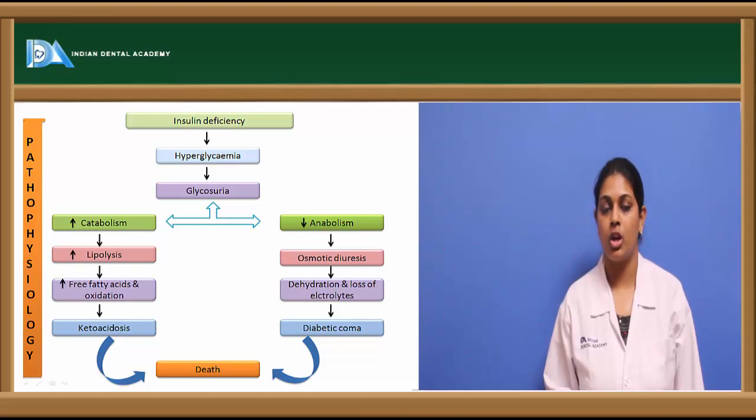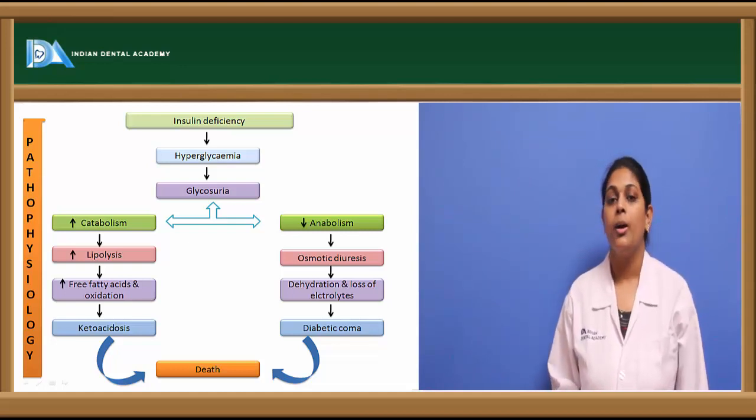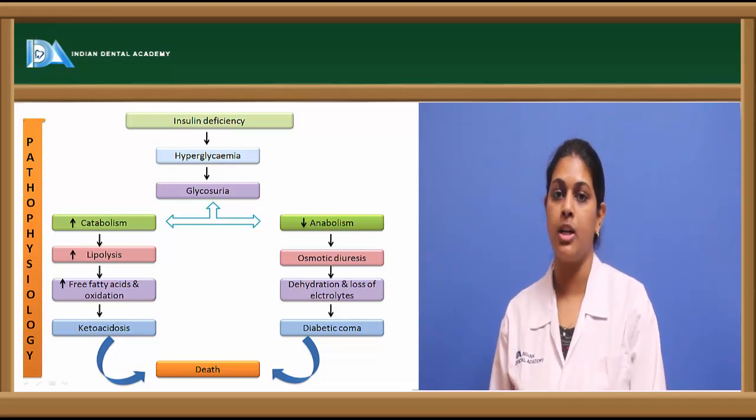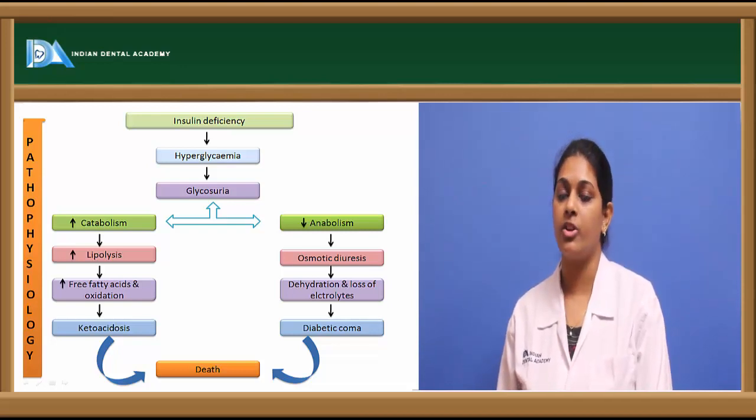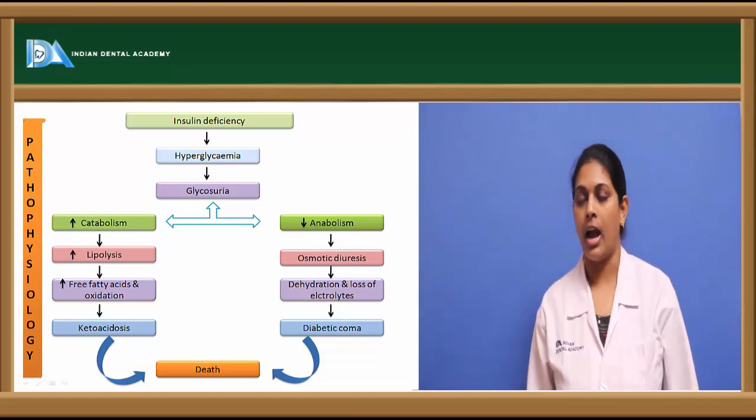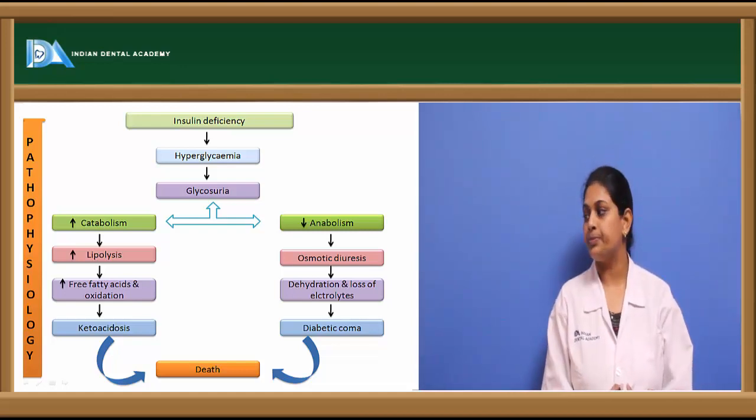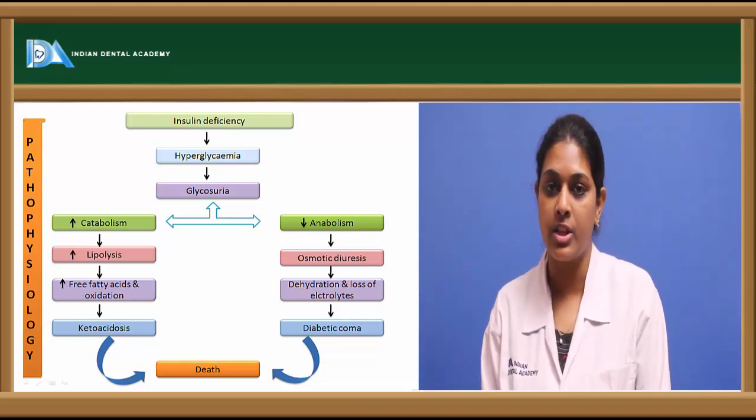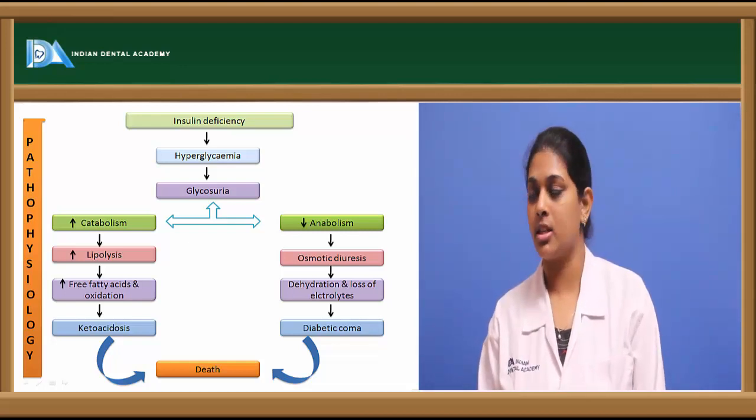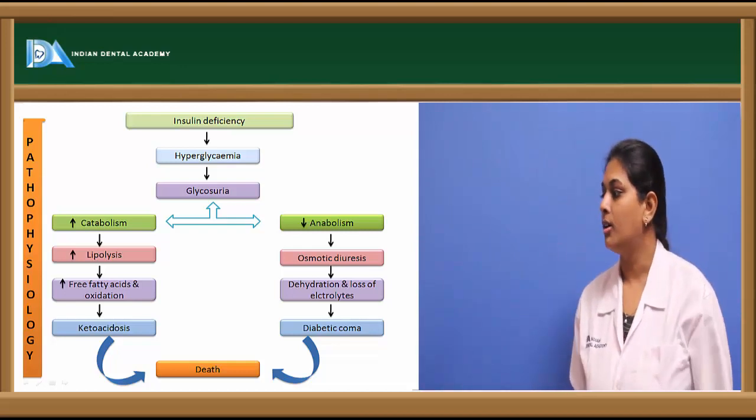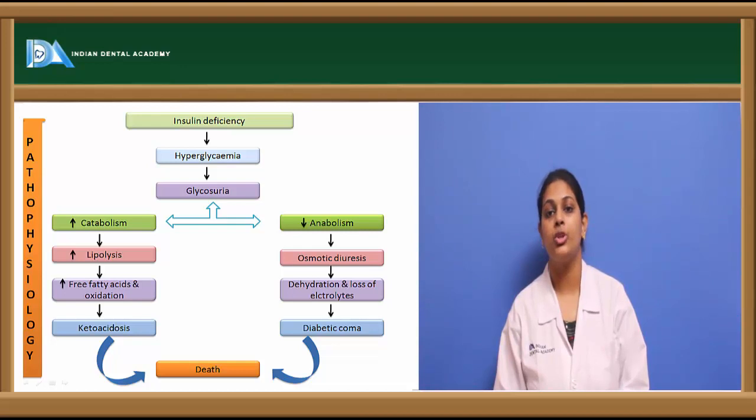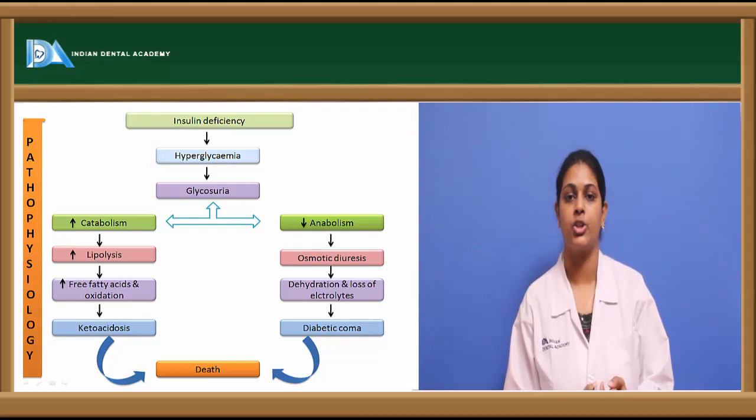Coming to the pathophysiology of diabetes mellitus, insulin deficiency is the major cause of diabetes mellitus, and this insulin deficiency results in a high increase in blood glucose levels. This increased blood glucose shows its manifestation where glucose is excreted in the urine, which is known as glycosuria. Along with that, it also mediates catabolic reactions and anabolic reactions.